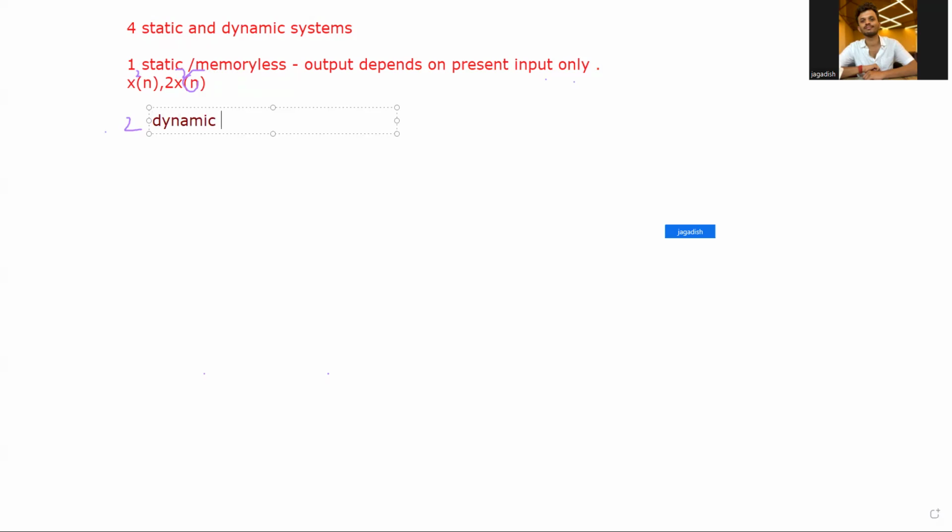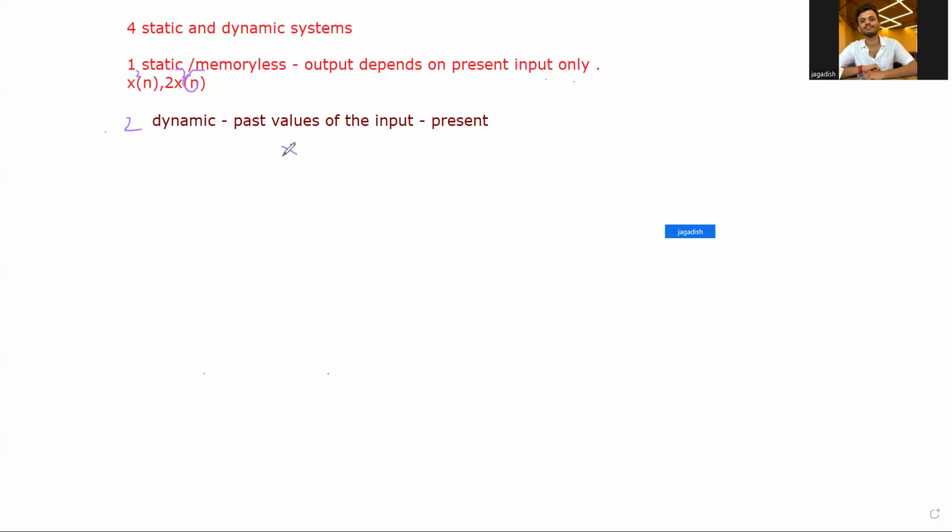In a dynamic system, it depends on the past values of the input. It can also have present values, but past must be there. Present can also be there, but at least one signal should have past values of the input. Then we will be calling it a non-memoryless system.